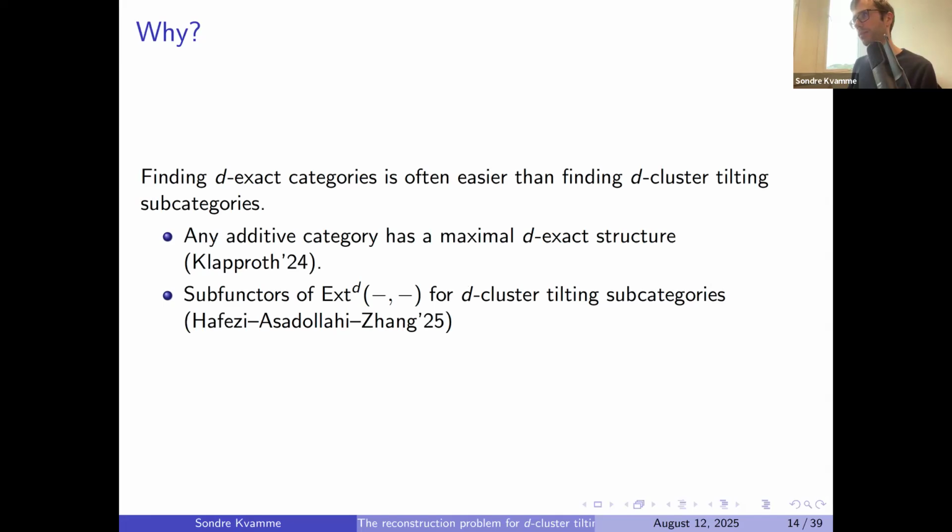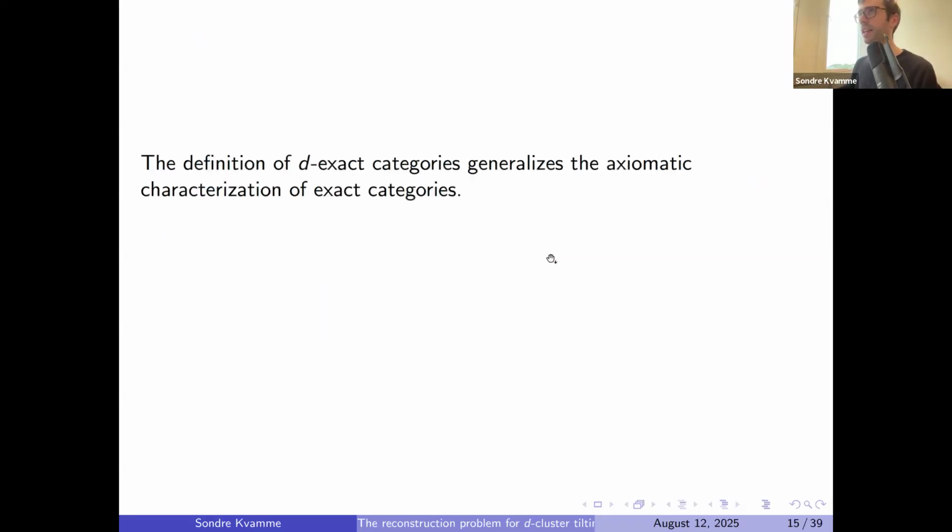Okay, so we have now given a positive answer to the reconstruction problem, and I've told you the main result relating D-exact categories to D-cluster tilting subcategories, but I haven't yet told you what a D-exact category is, and that's the next step of my talk. What is a D-exact category?